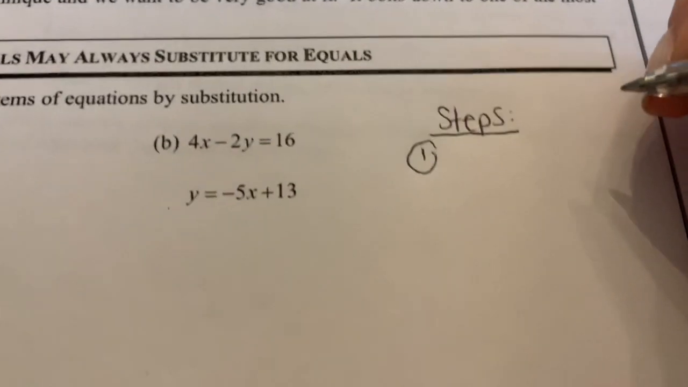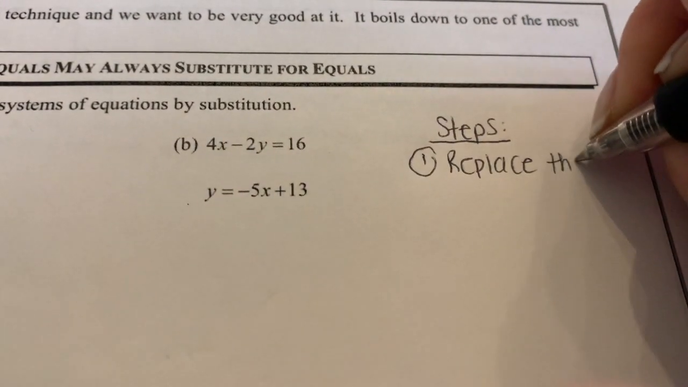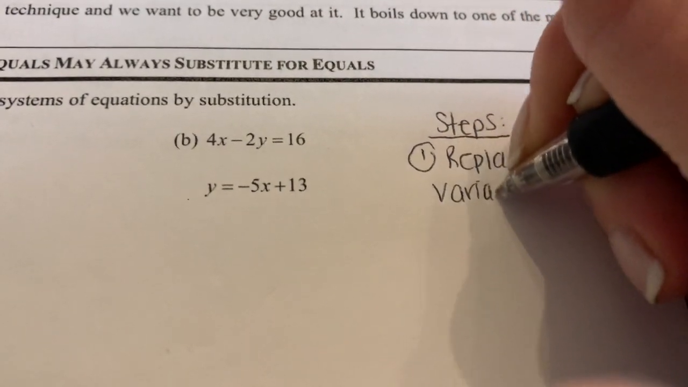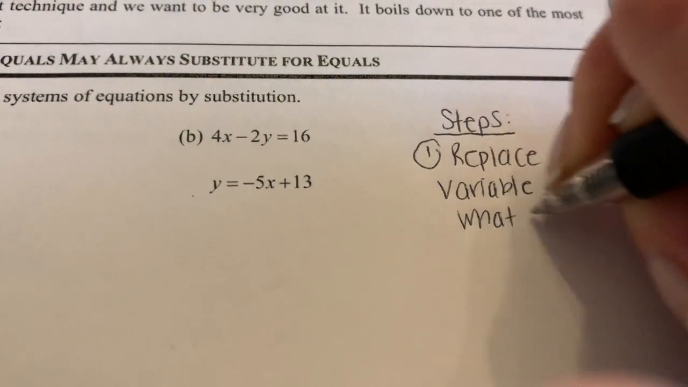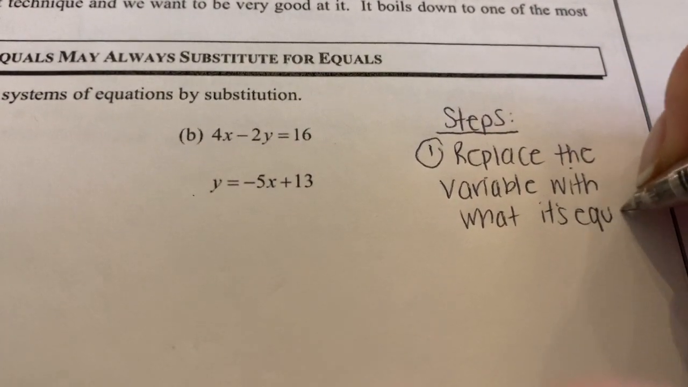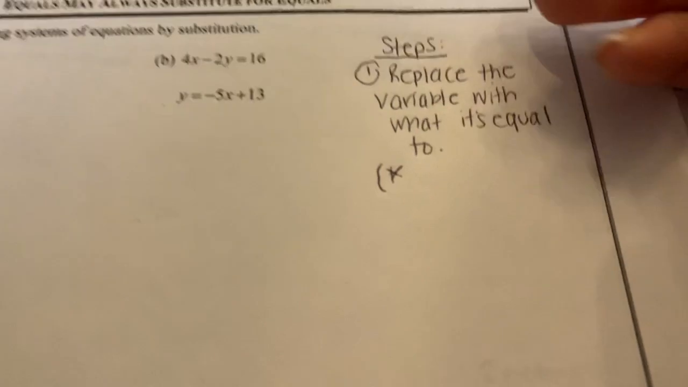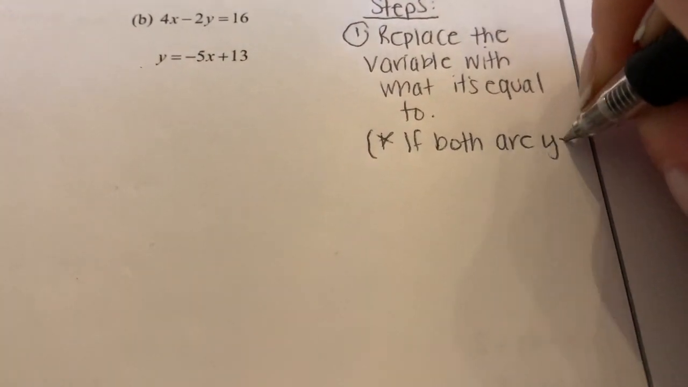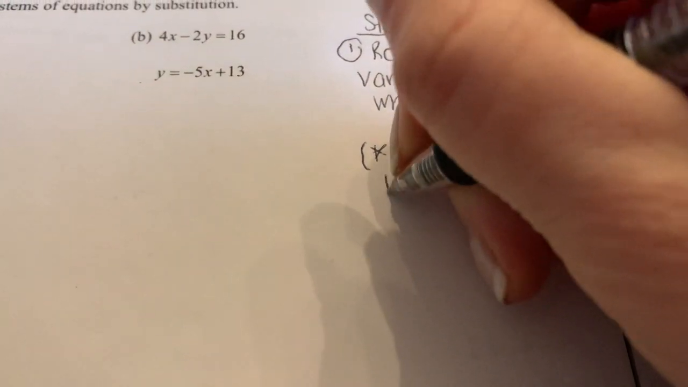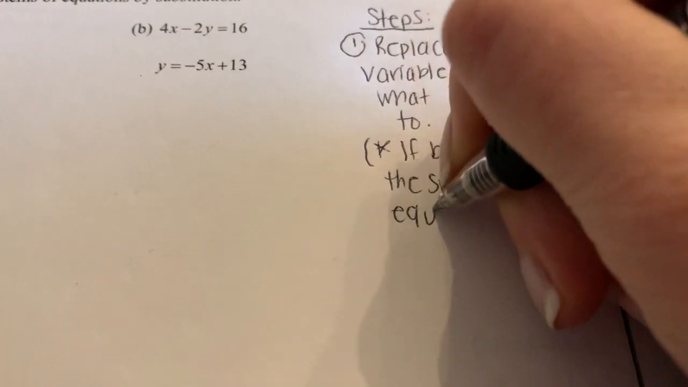You're going to replace the variable with what it's equal to. Okay, and then in parentheses, I'm going to write: if both are y equals equations, then set them equal to each other. And I'll show you what that means.